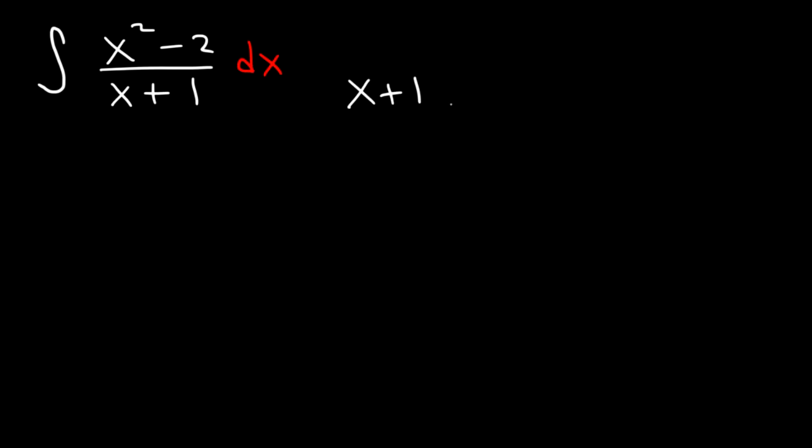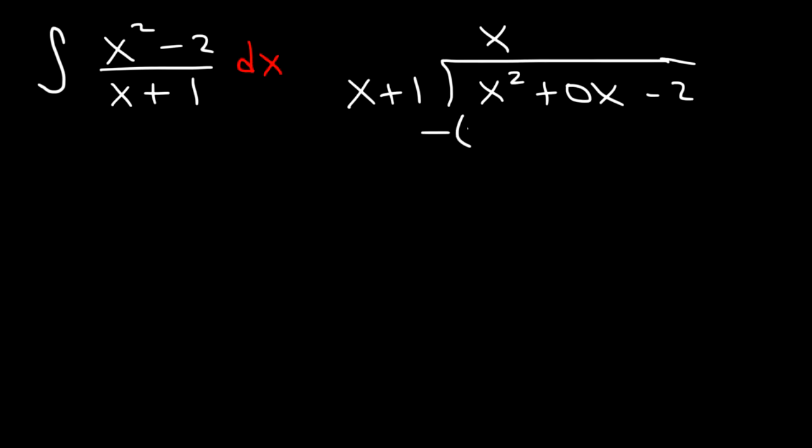Here's the last problem. X squared minus 2 over x plus 1. Try that. So notice that the degree of the numerator is higher than that of the denominator. Let's use long division again. So it's going to be x squared plus 0x minus 2 on the inside. X squared divided by x is x. And then if we multiply, x times x is x squared. X times 1 is 1x.